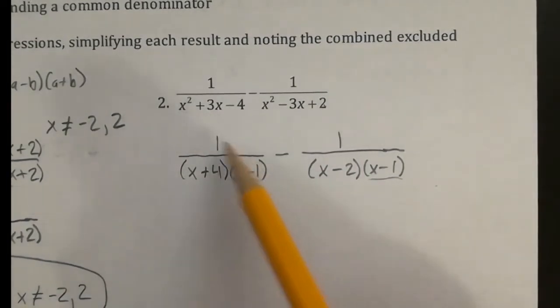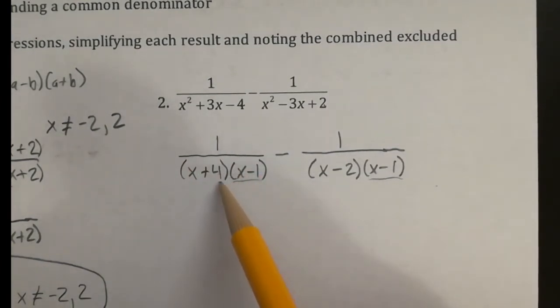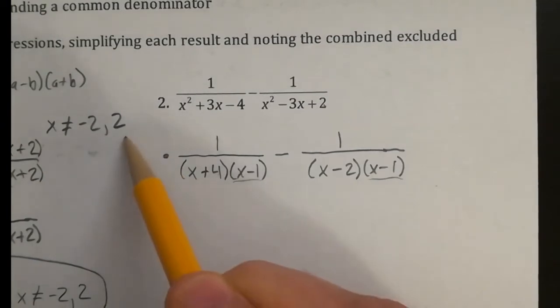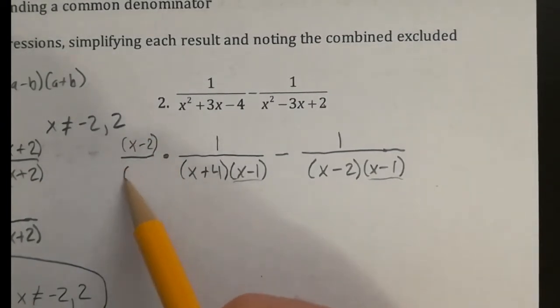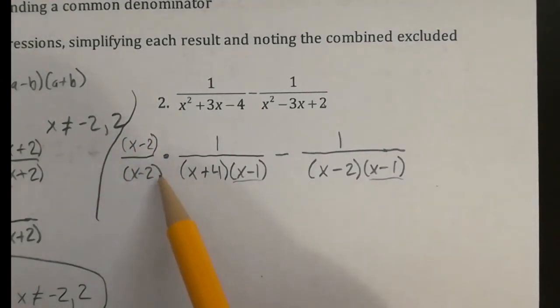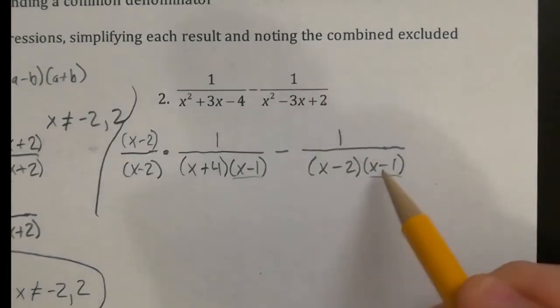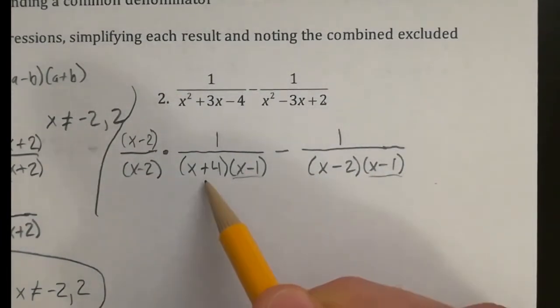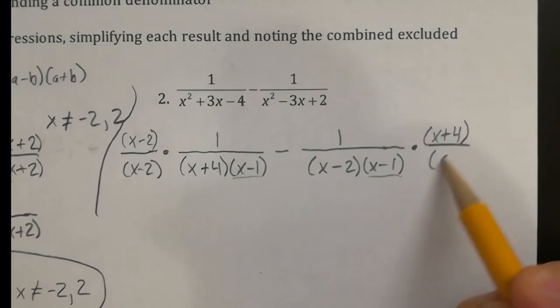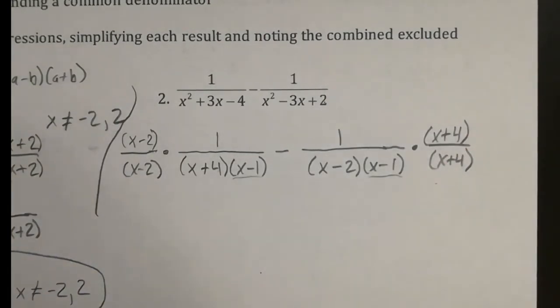So let's focus on the first denominator first. What is it missing compared to that? Well, it's missing the x minus 2. So I'm going to have that present in my denominator here. And of course, in order to follow the rules of algebra here, you have to multiply by x minus 2 over x minus 2 so that you're just multiplying by 1. Over here, what is this one missing comparing it to this? Well, it's missing the x plus 4, so you're going to have to multiply this fraction by x plus 4 over x plus 4.